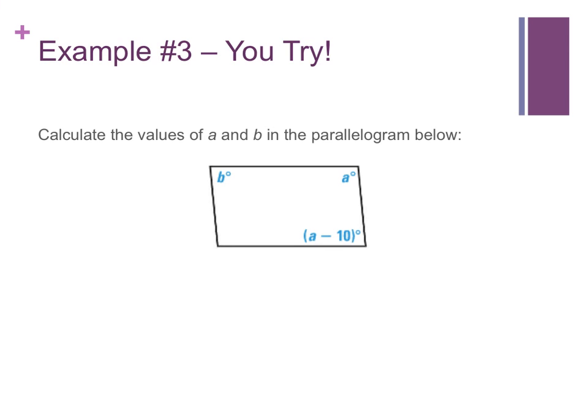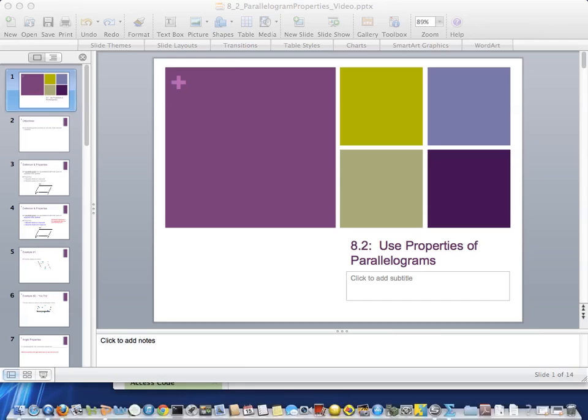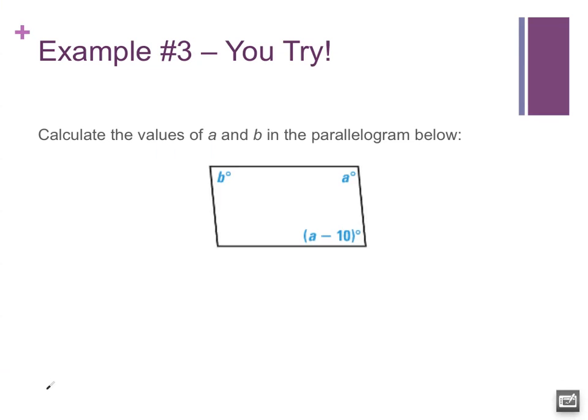Okay, so here's an example for you to try. Before you try though, I'm going to give you a hint. You will notice we have A and B. So we have two variables, we're going to need two equations. You could do this with a system or without a system. My suggestion to you would be to try to find some connection between these two angles and use those two to set up an equation. Pause the video. Try it. Come back when you're finished, please.